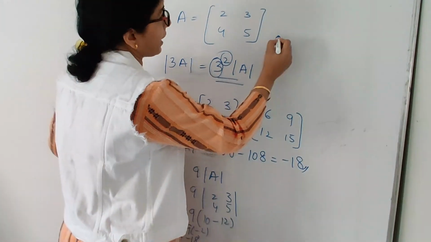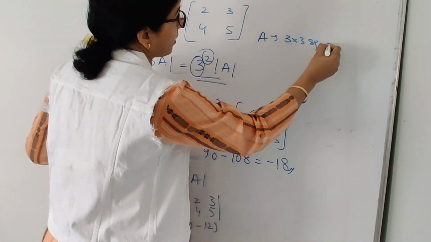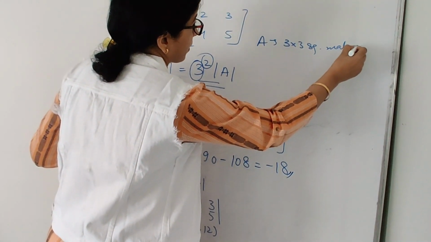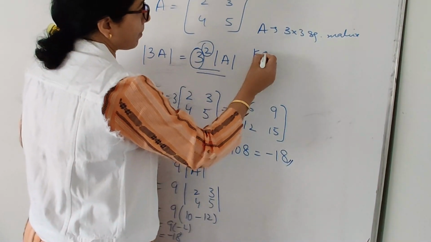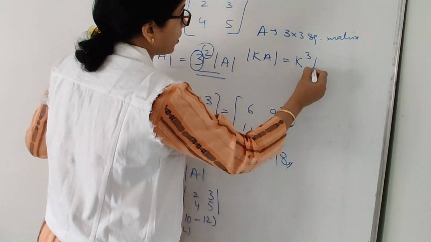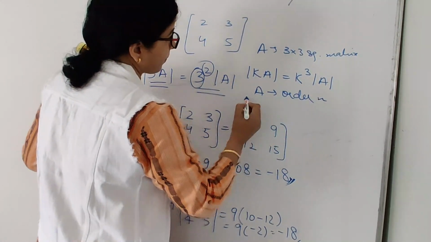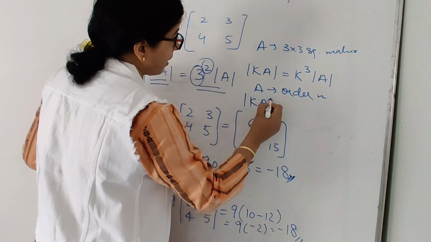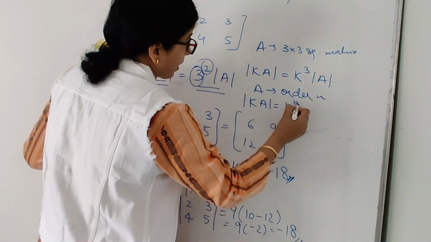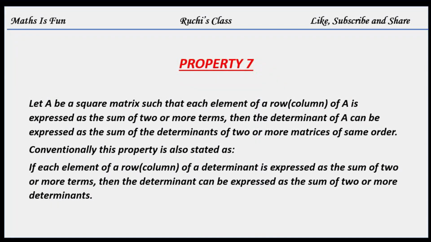So we can say if I have A as a 3 cross 3 square matrix and my matrix is multiplied by K, so its determinant will be equal to K cube determinant A. Or if I have a matrix of order n, then determinant of KA will be equal to K to the power n determinant A.